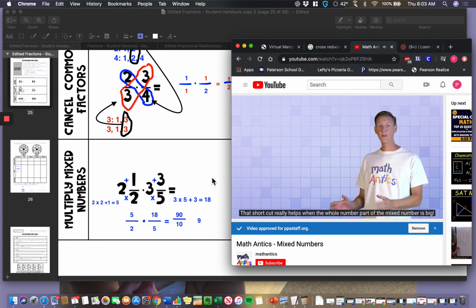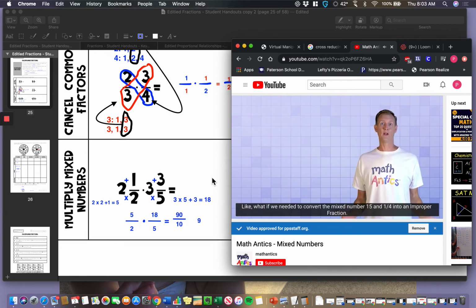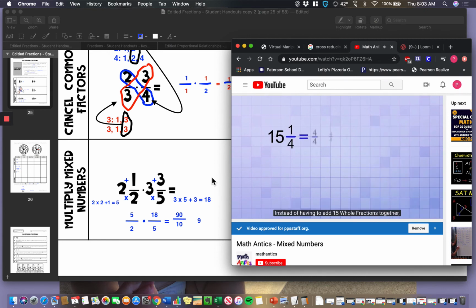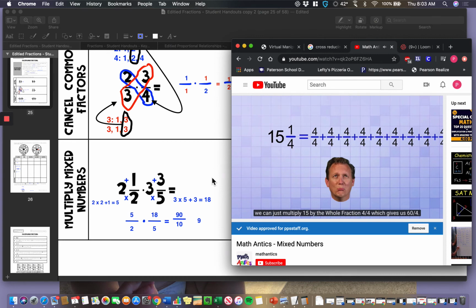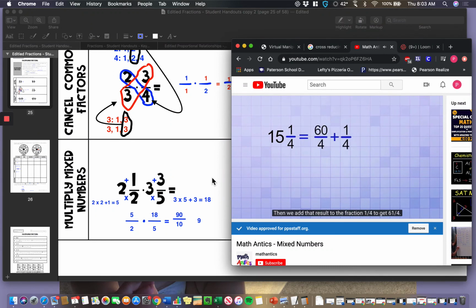That shortcut really helps when the whole number part of the mixed number is big. Like, what if we needed to convert the mixed number 15 and 1/4 into an improper fraction? Instead of having to add 15 whole fractions together, we can just multiply 15 by the whole fraction 4 over 4, which gives us 60 over 4. Then we add that result to the fraction 1 over 4 to get 61 over 4.